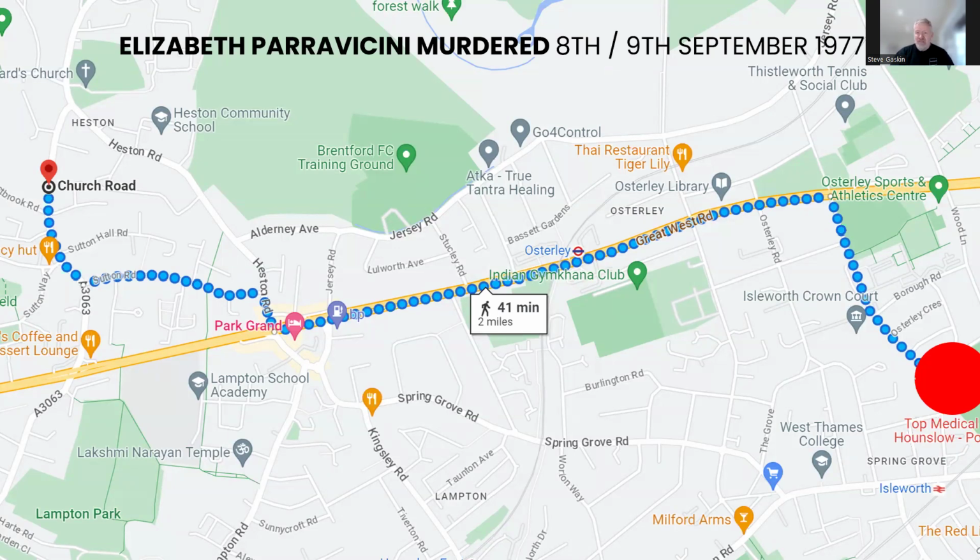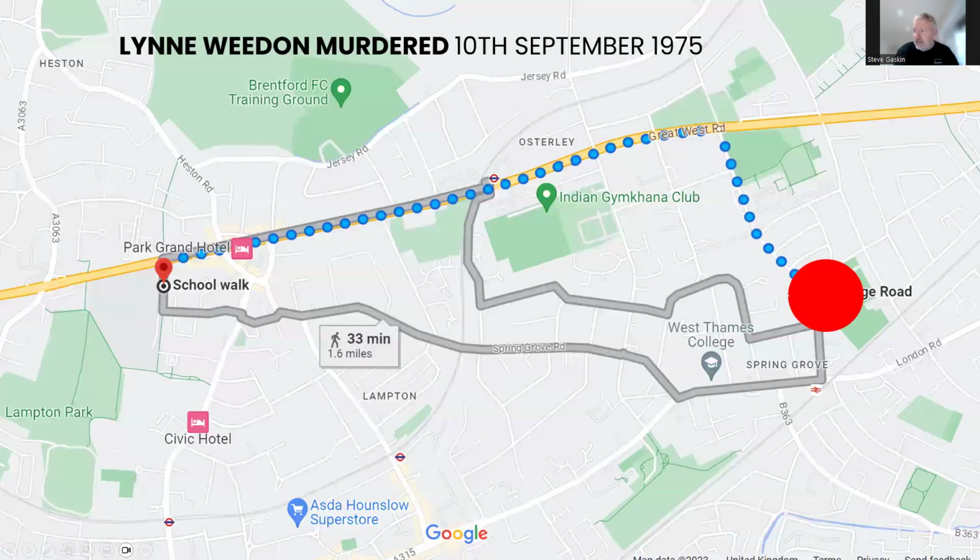I'm not going to, obviously, what I want to do is give you some clues because you're not offender profilers. This is the route of Liz Paravicini, who was murdered between the 8th and 9th of September. Her name's Paravicini because she got married to an Italian man, and she was back here on holiday to see her mum and dad. So she went up to central London. Let's just go back here.